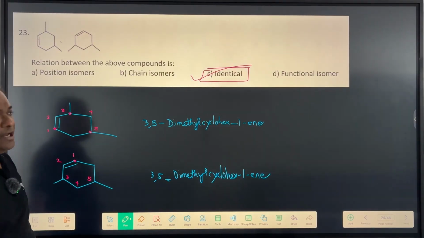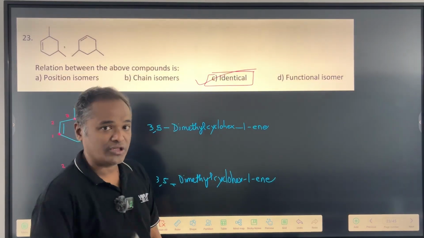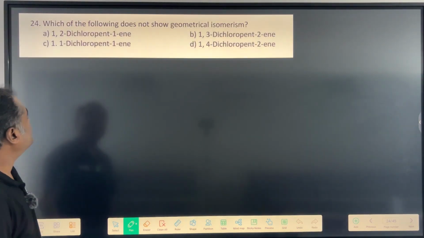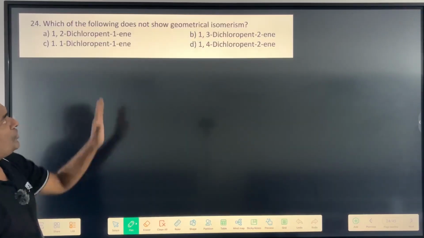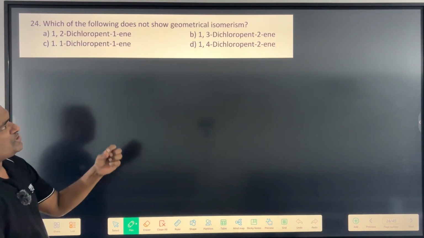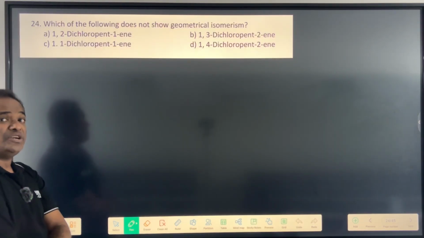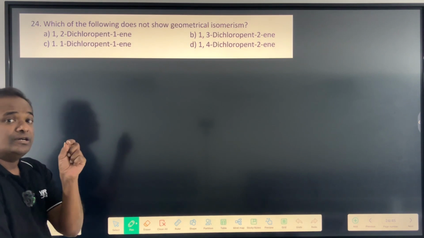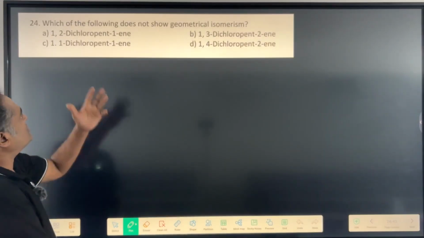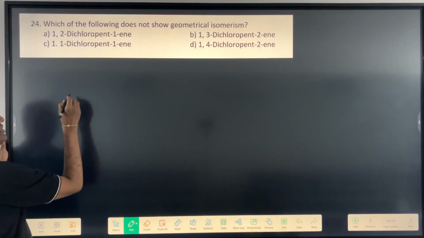Hope this is clear, child. Fine. Let's proceed with the next question that we have got on the screen. Now if you see, the next question is, which of the following does not show geometrical isomerism? Before you start with geometrical isomerism, you should note two conditions. The first condition is what? That restricted rotation across the bond should be there, which is possible for all. The main important one is the second condition. What was the second condition, child, if you remember?